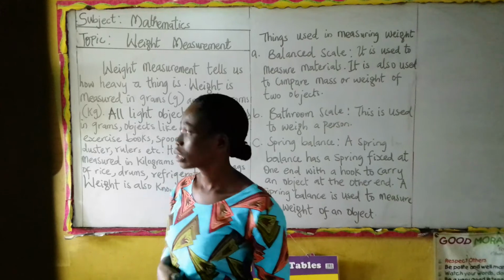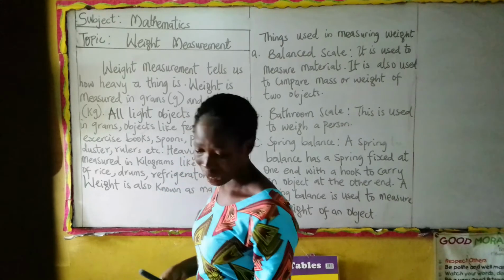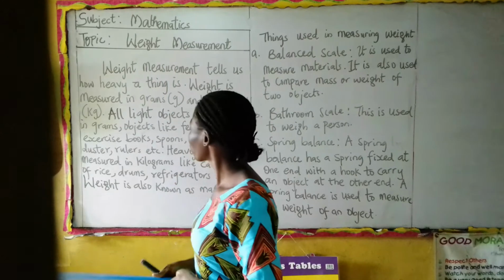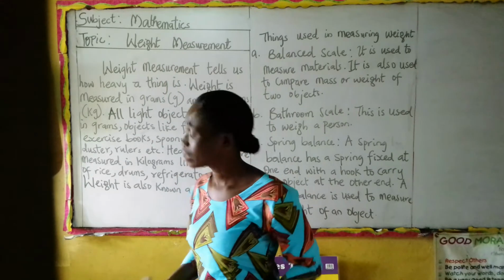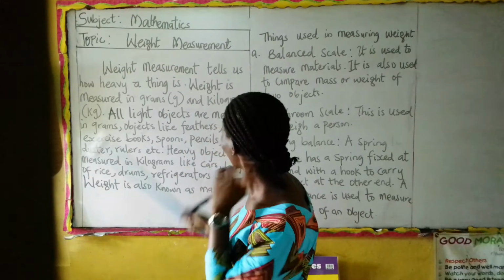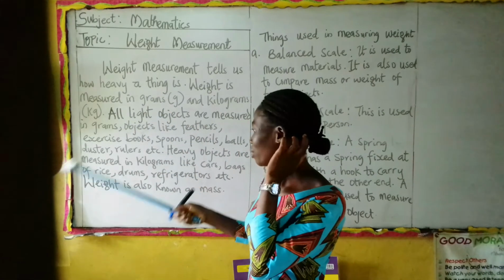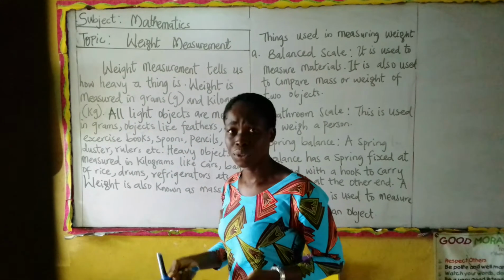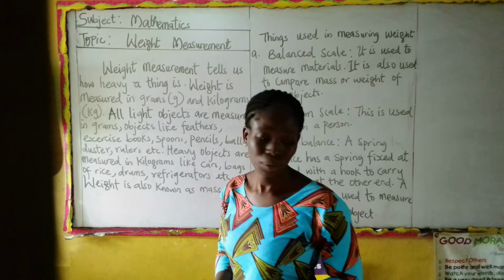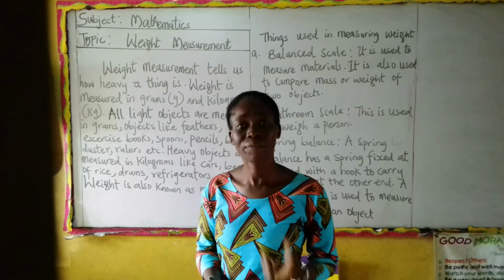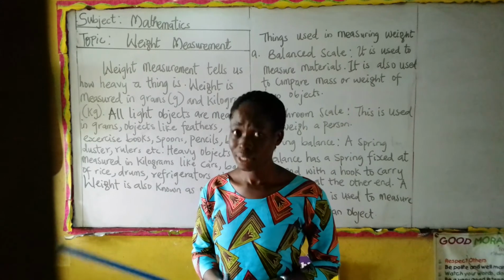Okay, so today we'll be looking at the topic weight management, under the subject mathematics. Okay, what is the meaning of weight? Weight tells us how heavy a thing is. Whatever thing you might be having with you, it should be able to tell you how heavy or how light that thing is.